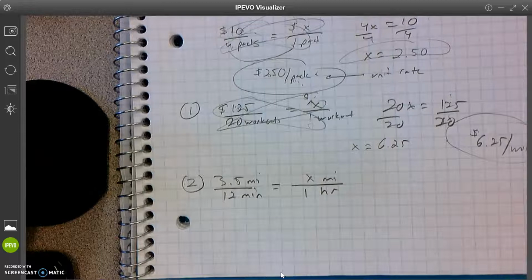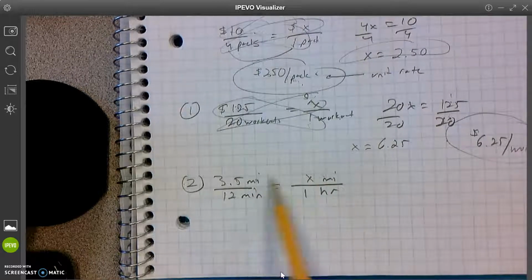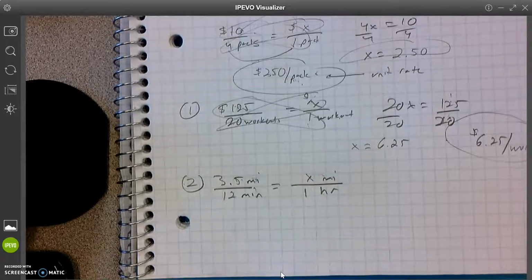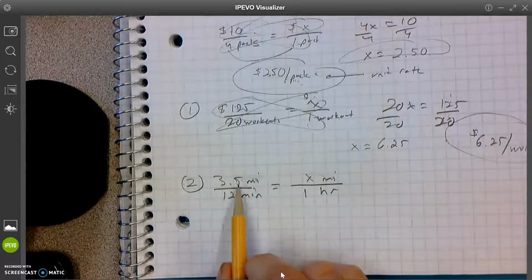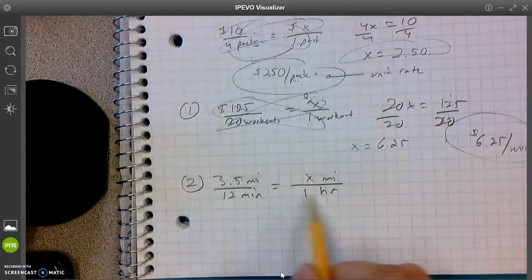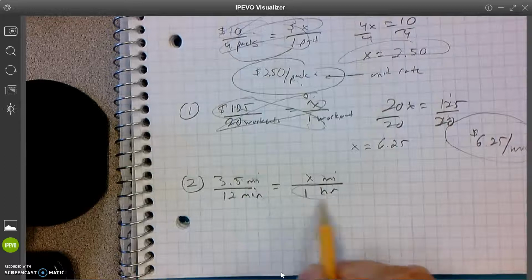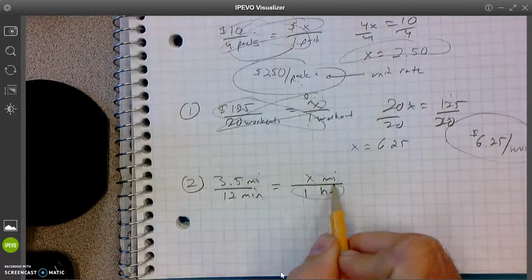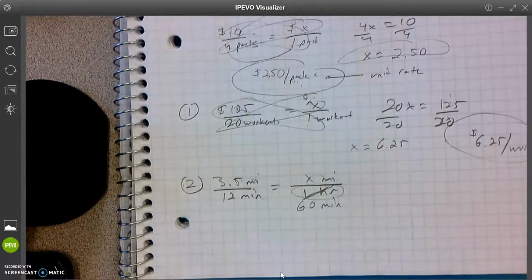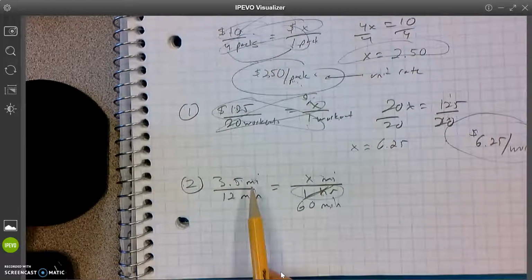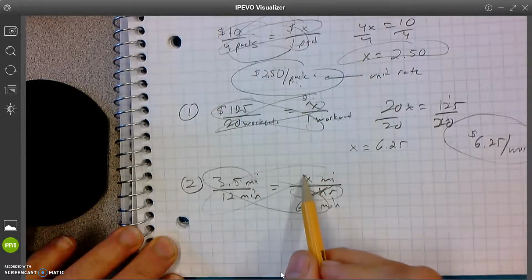Oh, okay. So what are we going to do? We don't have the same units right here, so we're kind of in a bind. So, we need to change this somehow. Can I change this to minutes? Yeah, I can. So 1 hour is the same as 60 minutes. Got it. So now I have minutes across from minutes, miles across from miles, I'm good to go.